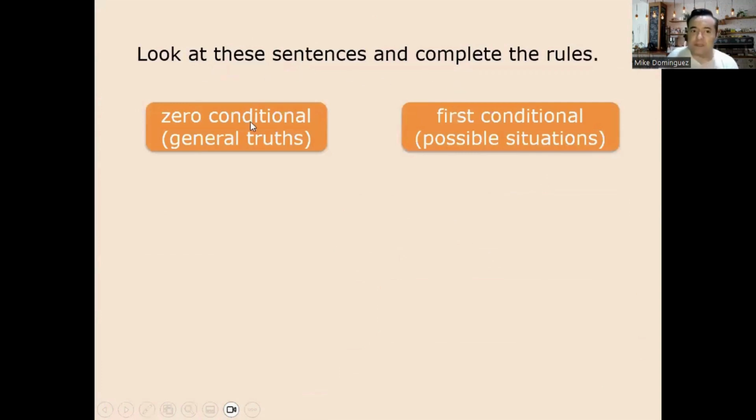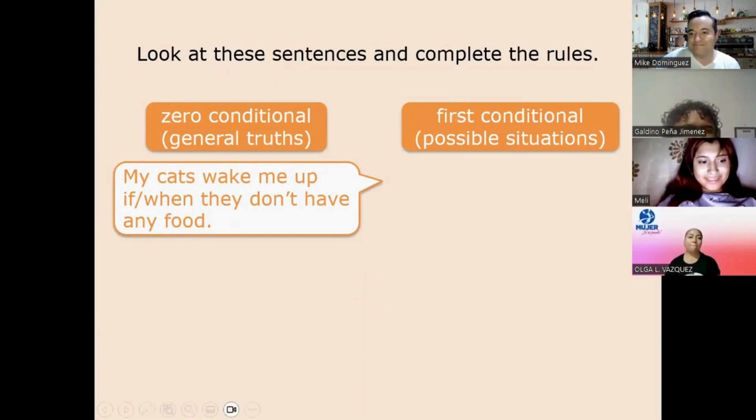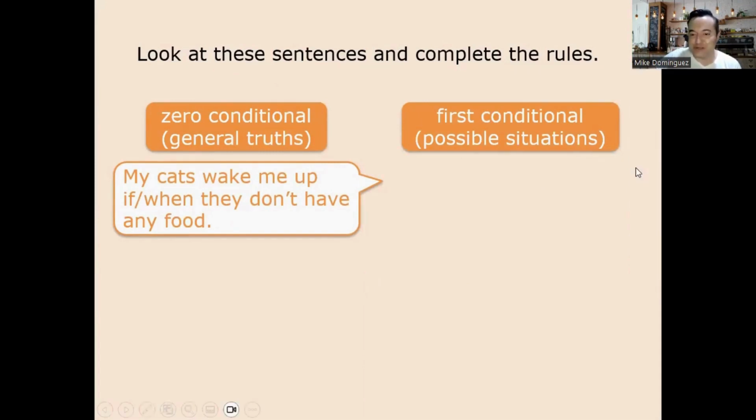So to sum it up, these are both conditionals, zero conditional and first conditional. Zero conditional, general truths. Example, can you help me to read, Olga? My cats wake me up if they don't have any food. Meow, meow. Because they want food, okay? So that's a general fact. That's a general truth. Oh, Melly, you have cats. Is that true? Yeah, it's true. Because they're hungry, so they wake their masters to feed them.